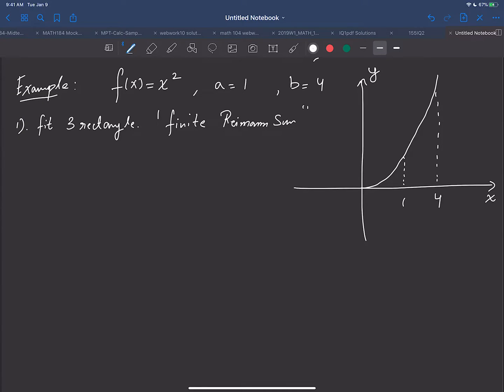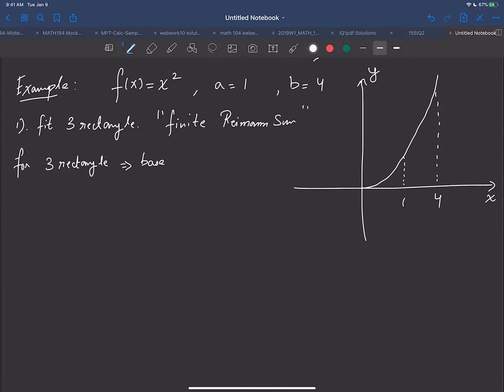That's just a fancy name. And at the end of this, you'll know there's an infinite Riemann sum as well, which you need to know about. I'll talk about that in a bit. So far, we've got to fit 3 rectangles. Now the procedure is very straightforward. For 3 rectangles, a rectangle is a very basic shape. So the only thing you're worried about is the base and the height. In this case, the base of the rectangle is going to be fixed.